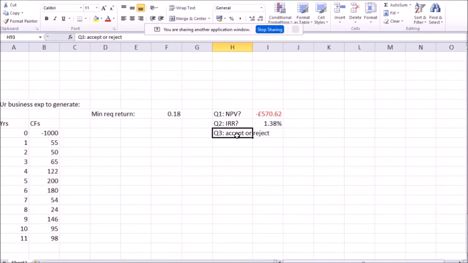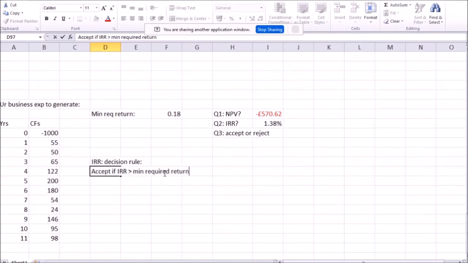Third question: do we accept or reject? According to NPV, it's negative, so we reject according to NPV. According to IRR, what do we do about IRR? The decision rule for IRR is: accept only if IRR is greater than the minimum required return.